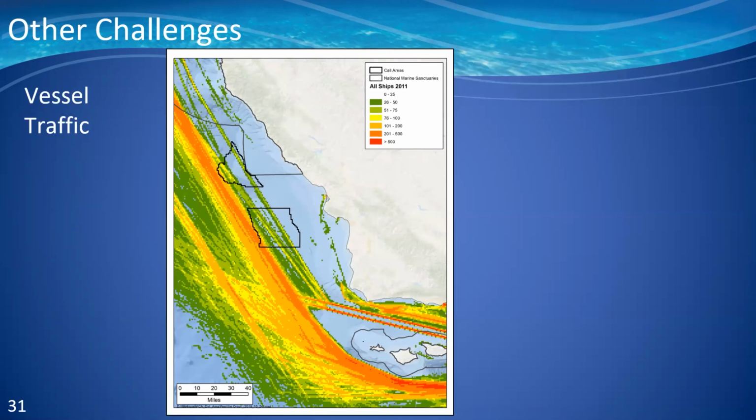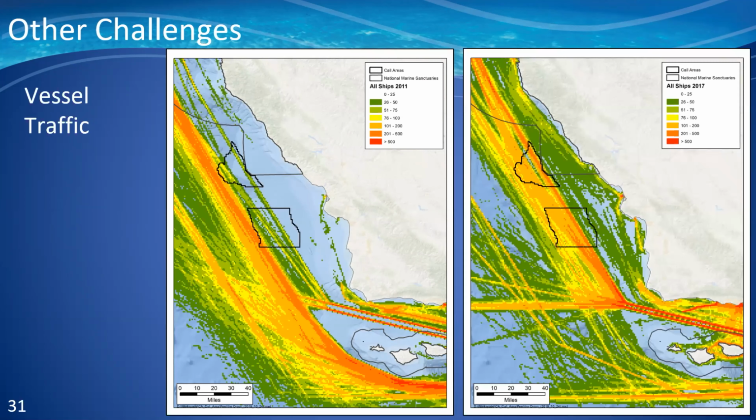And one last kind of non-physical thing we'll talk about is vessel traffic. When we first created these, 2011 was the best vessel traffic data, the newest available. But some laws have changed, so where vessels go has changed as well. You can see they've moved closer to shore. So in this case, we're in contact with the Coast Guard and having discussions about how this is going to play in.